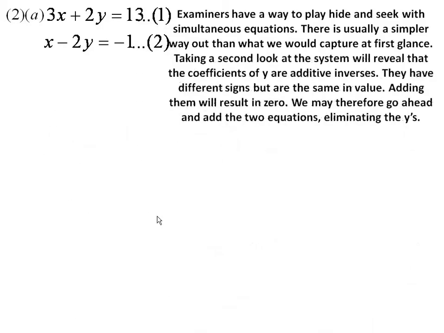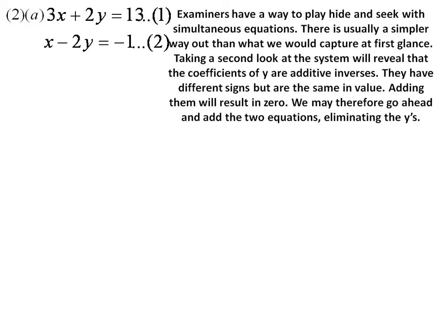There we have a system of simultaneous equations. Examiners have a way to play hide and seek with simultaneous equations. There is usually a simpler way out than what we would capture at first glance. Taking a second look at the system will reveal that the coefficients of y are additive inverses. They have different signs but are the same in value. Adding them will result in 0. We may therefore go ahead and add the two equations.